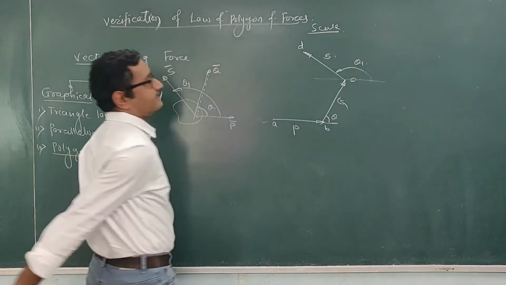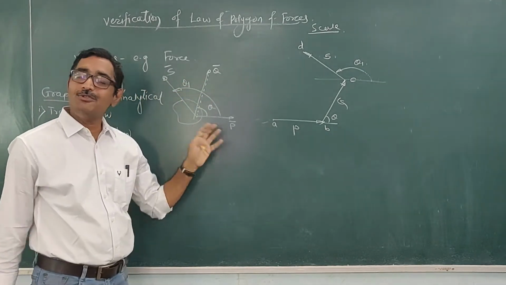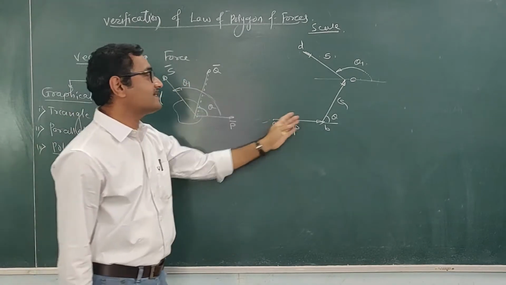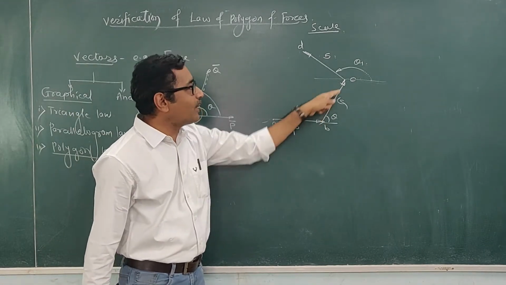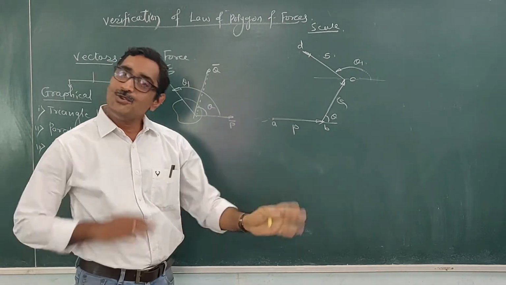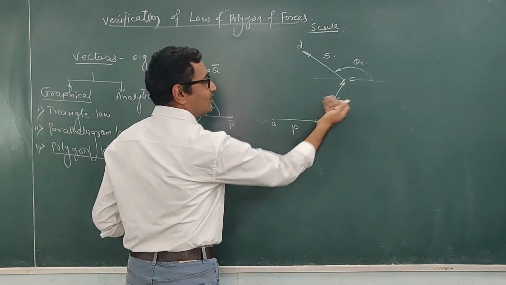So when a number of vectors are there and you want to add them, you have to represent these vectors graphically as the sides of a polygon taken in order. You will observe that all the vectors are in order. You can use any vector; after P, it is not necessary that you have to go for Q.